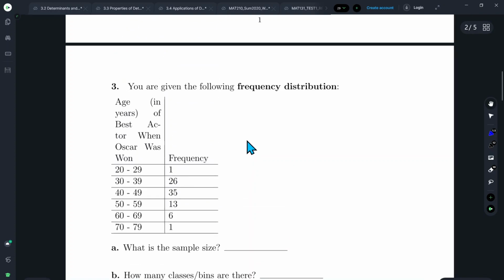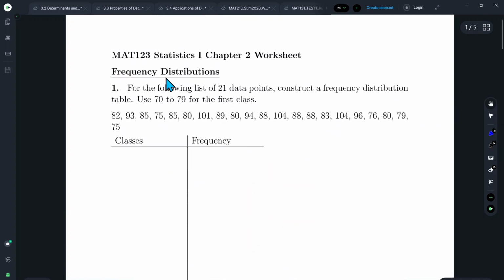Okay, so let's take a look at this first example here. We're going to construct a frequency distribution, which is a way of summarizing this list of data points by grouping them together into classes. In the instructions, it says to use 70 to 79 for the first class. So let's first list out all the classes. We want the first class to go from 70 to 79.